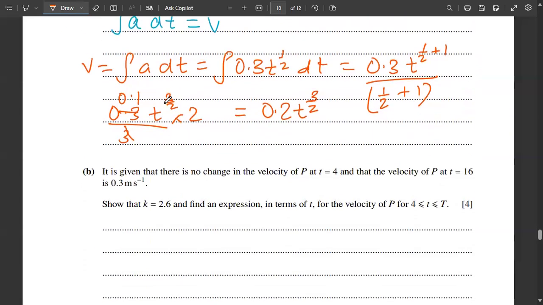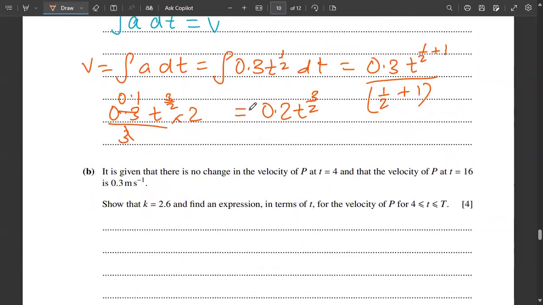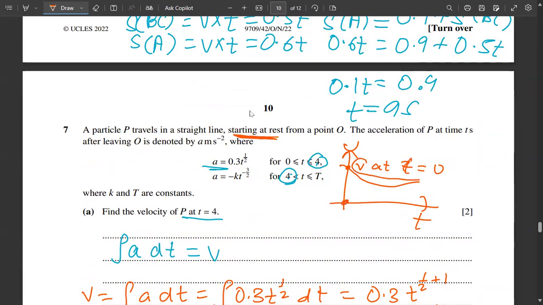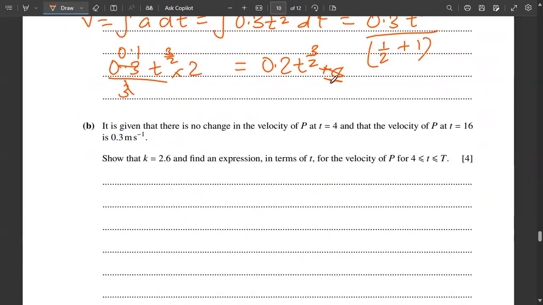Now that we have velocity, we should also include a plus c. What does this plus c mean? The y-intercept, because we are drawing a velocity time graph. And what does the y-intercept represent? The velocity at time equals 0. So what will the velocity be at time equals 0? It starts from rest, so the velocity at time equals 0 will be 0. That means the graph will start from 0. So this c is eliminated because c is 0.